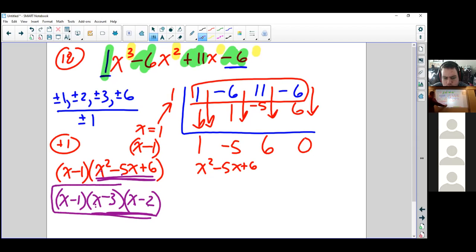So this problem factored completely out by using synthetic division until we got it down to x squared. Once it got down to x squared, we can go down and say, hey, can we factor it? If we can't factor it, we might have to use synthetic division a little bit more.